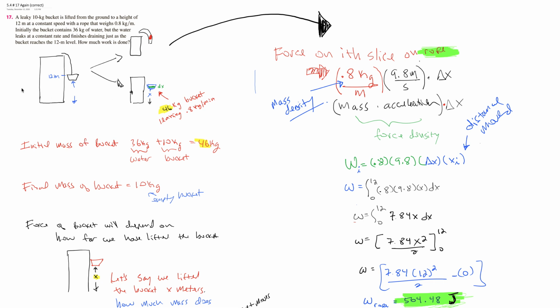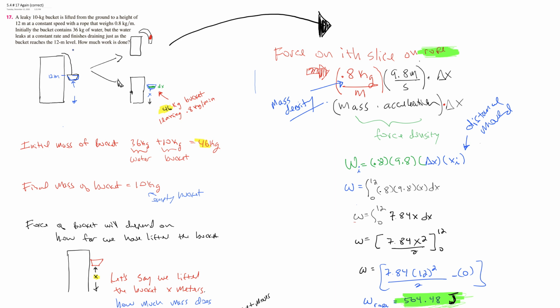All right, this problem says a leaky 10-kilogram bucket is lifted from the ground to a height of 12 meters. Here's a picture of our bucket, and it's at a height of 12 meters. It's being lifted at a constant speed with a rope that weighs 8 kilograms per meter. So this rope is 8 kilograms for every meter of its length.